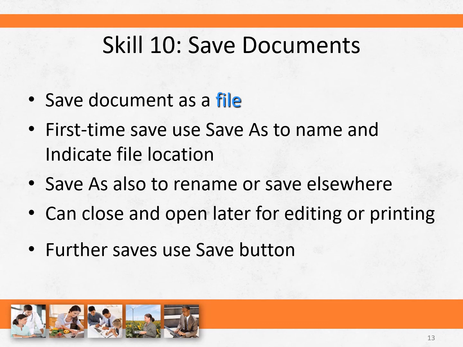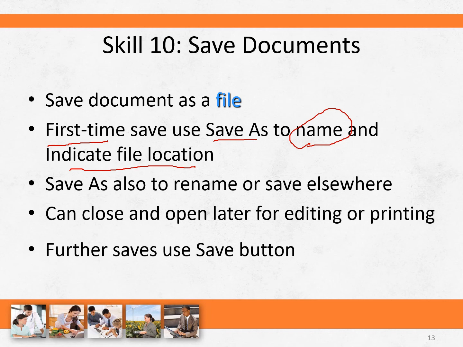To save a document as a file, if you're saving it for the first time, you need to do a Save As. File, Save As, and you'll give it a document name, and you have to say where you want it to go. As though you were in file management, do you want it on your thumb drive, hard drive, or your cloud?